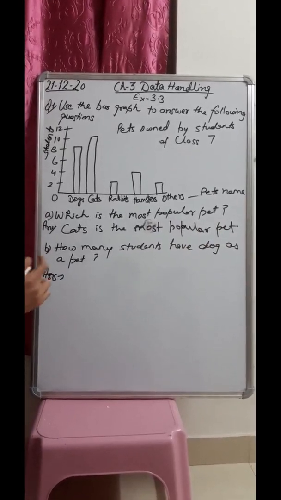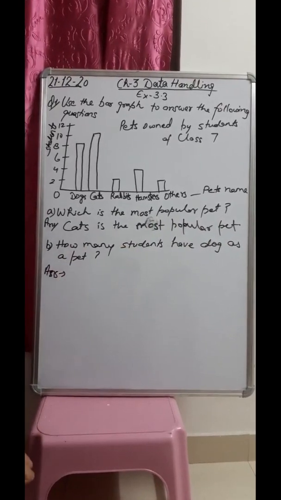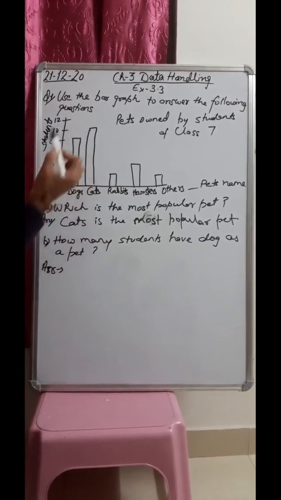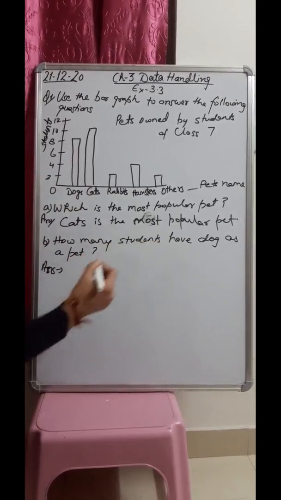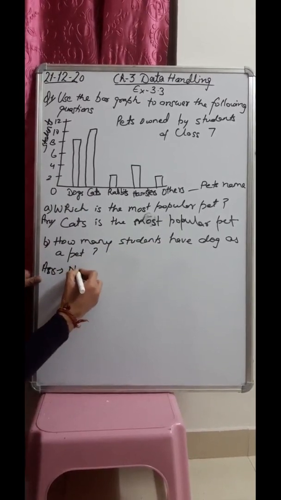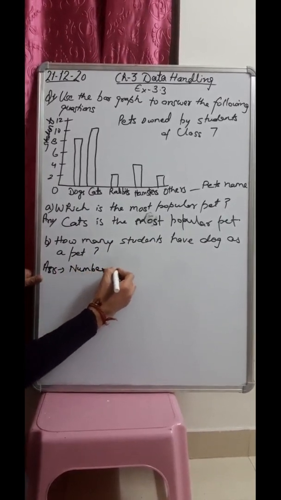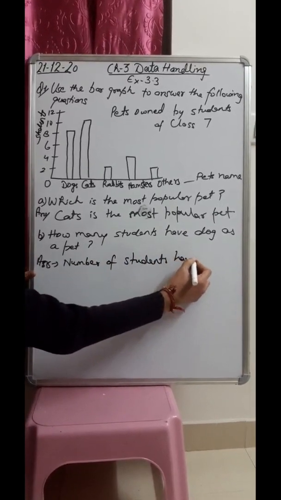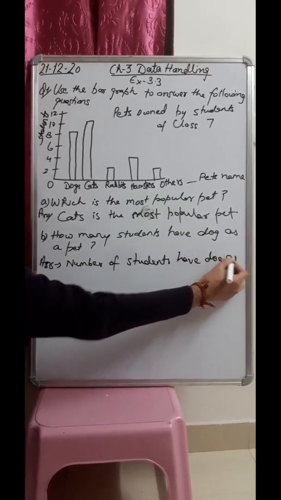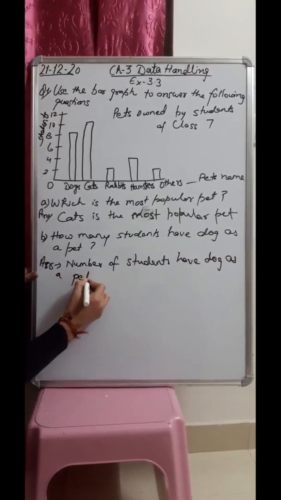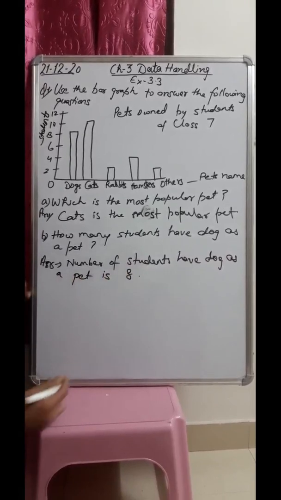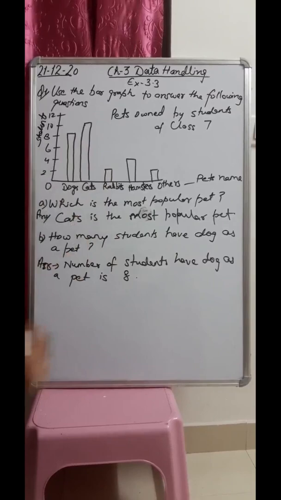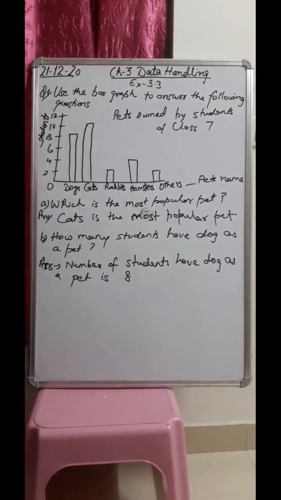Now the B part is, how many students have dog as a pet? So here the dog's bar is going up to 8. So that means the number of students who have dog as a pet is 8. So in this way, by studying the bar graph, we can answer the questions.